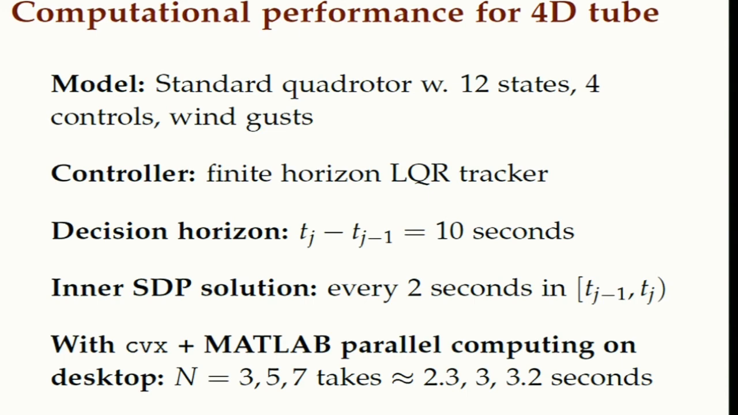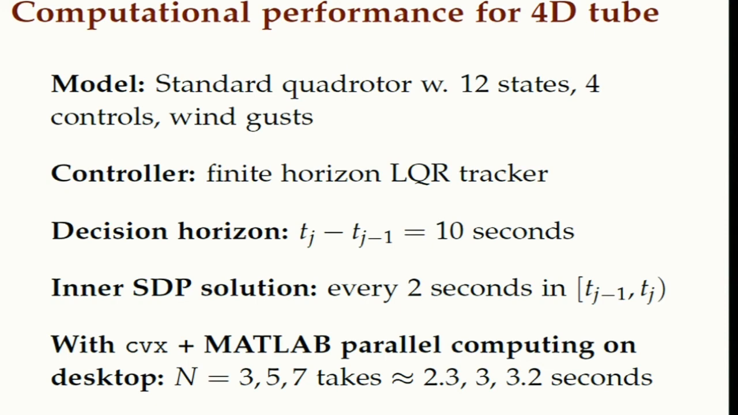The decision horizon, Tj and Tj minus 1, those intervals, the fixed decision-making instances I talked about, I took them as 10 seconds. And the inner SDP solution I solved every 2 seconds inside that delta T interval. We have planned to do two types of parallel computation in the cloud, but so far we have only done it on a desktop computer with CVX and MATLAB parallel computing.